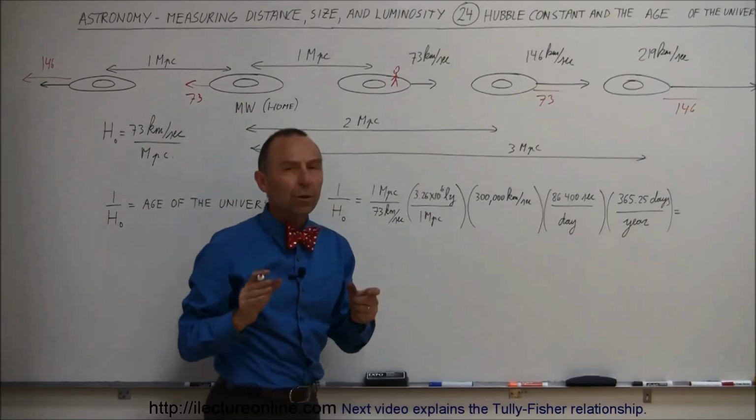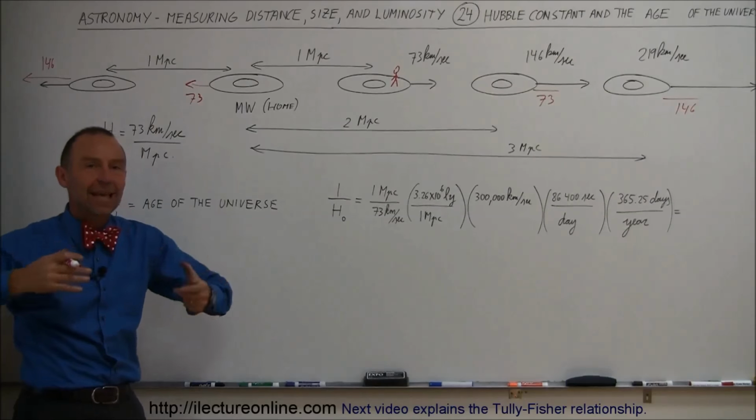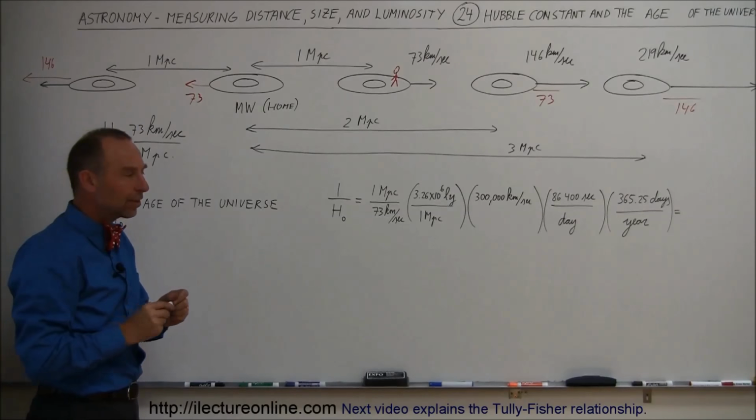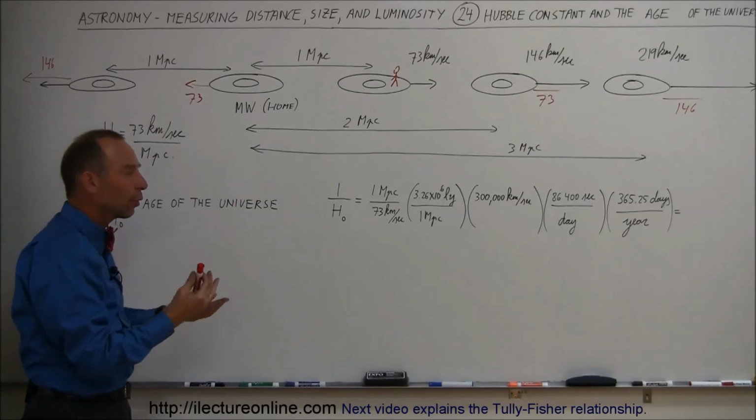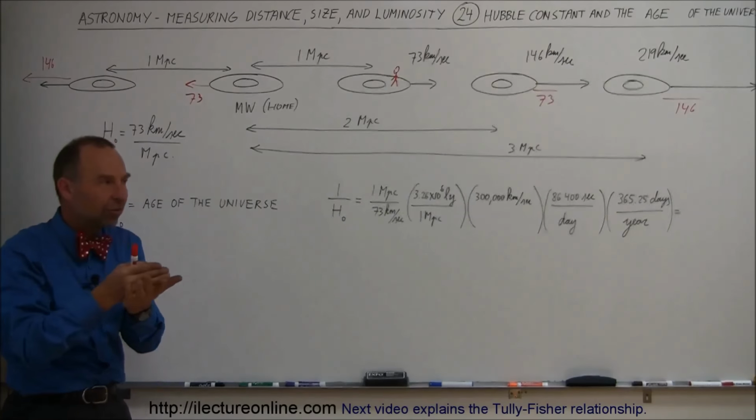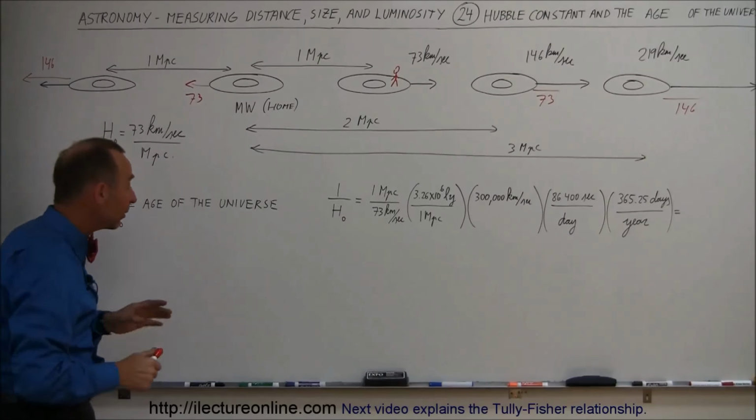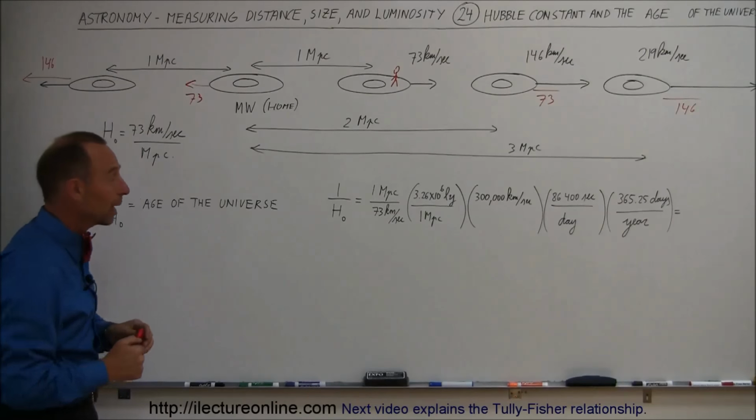So no matter where you are in the universe, everything will be moving away from you in the exact same way, no matter what galaxy you may happen to live on. So the whole universe is expanding everywhere in the exact same way, and therefore the Hubble constant is the constant that determines the speed at which the universe is expanding. Now, how does the inverse of the Hubble constant give us the age of the universe? Let me show you that.